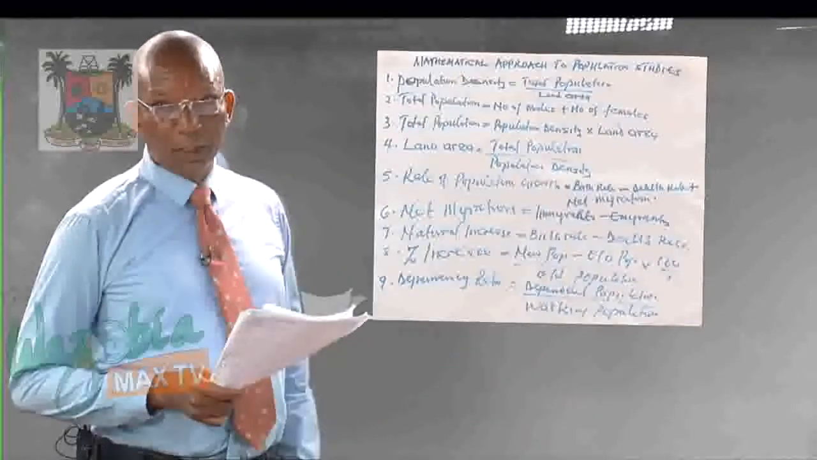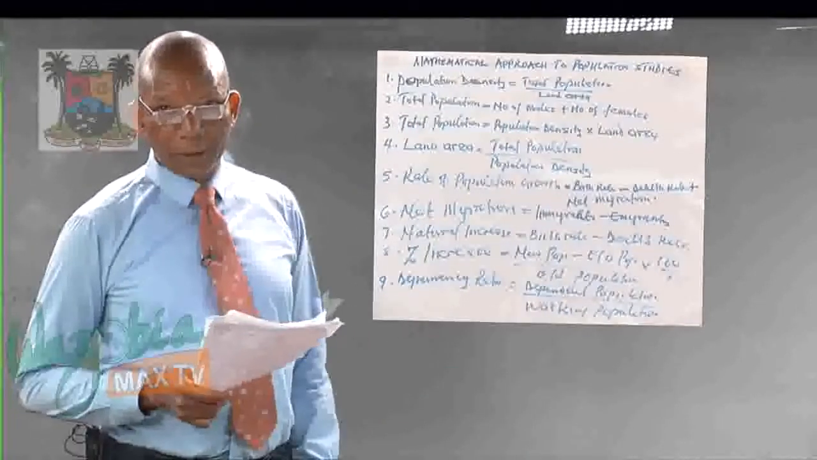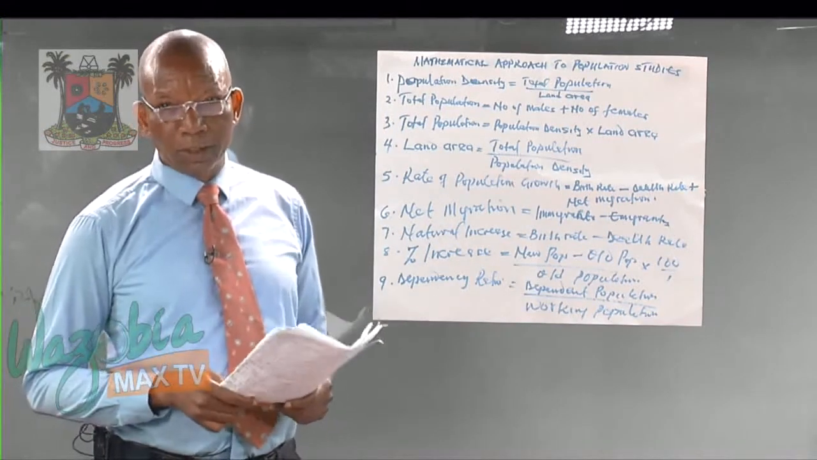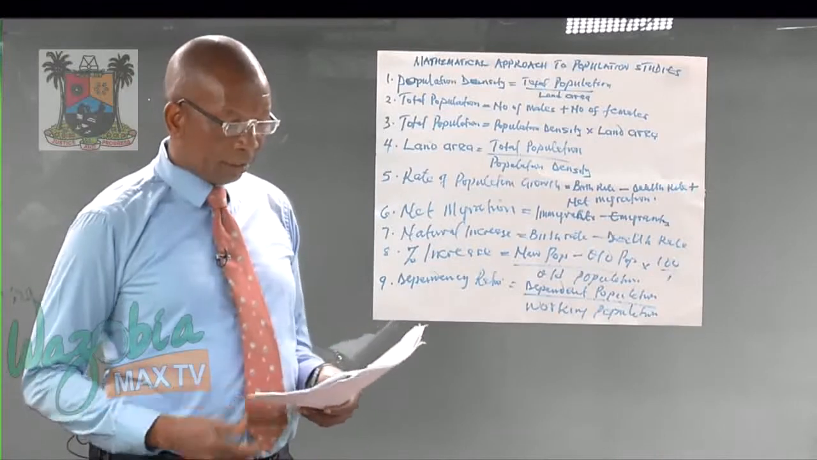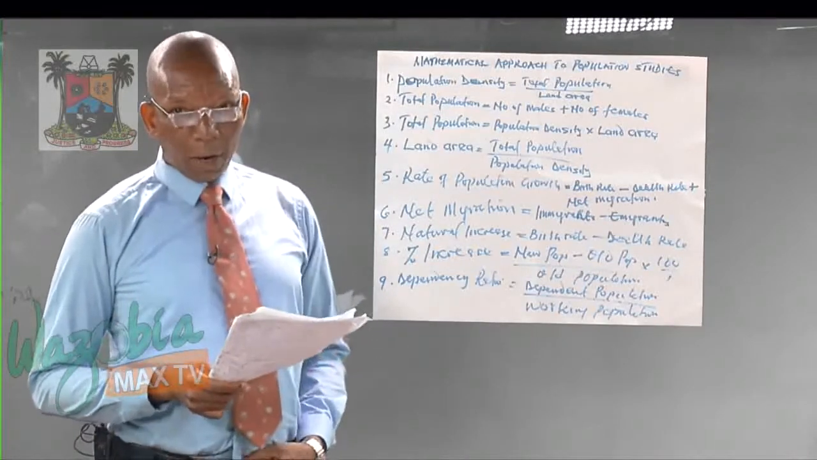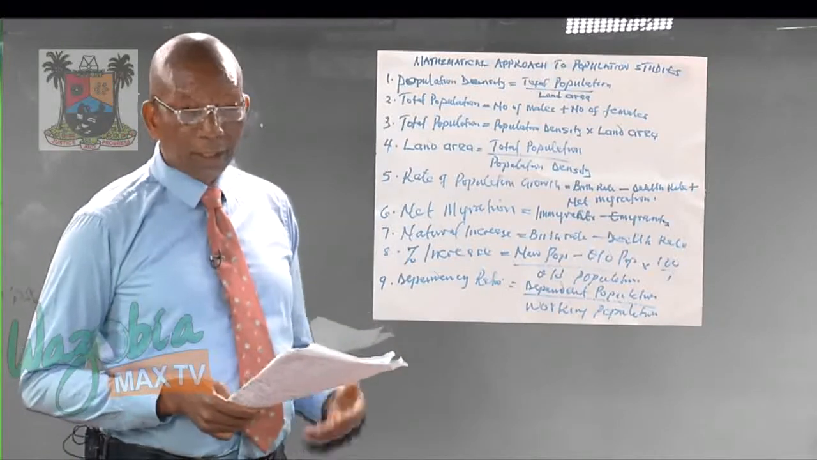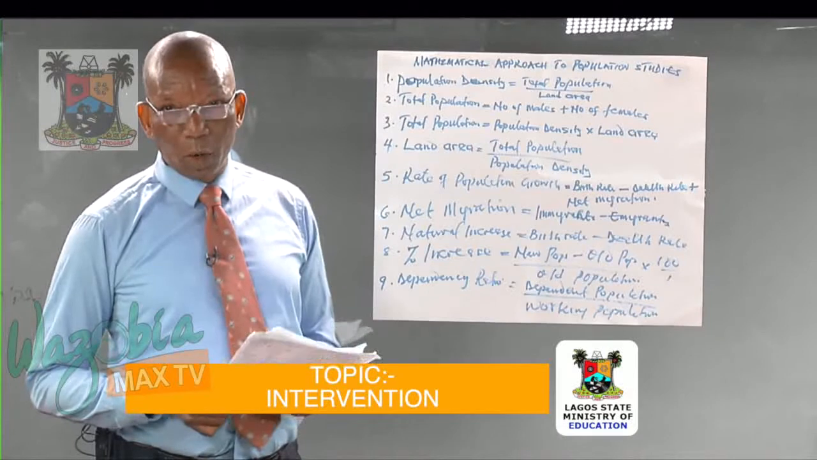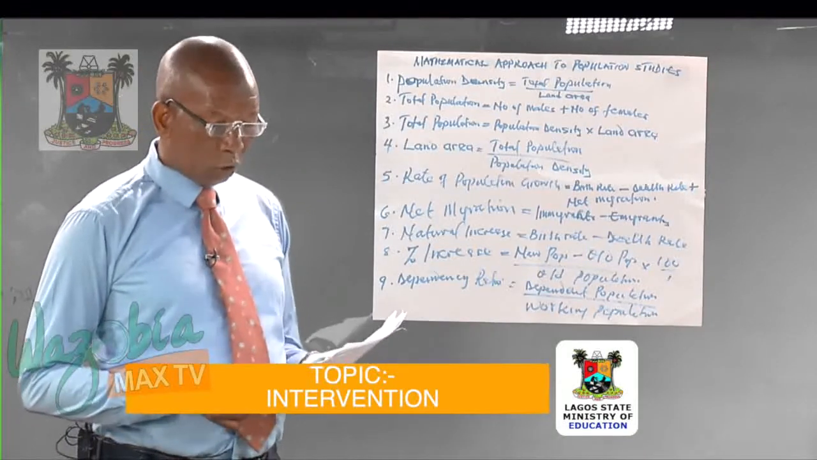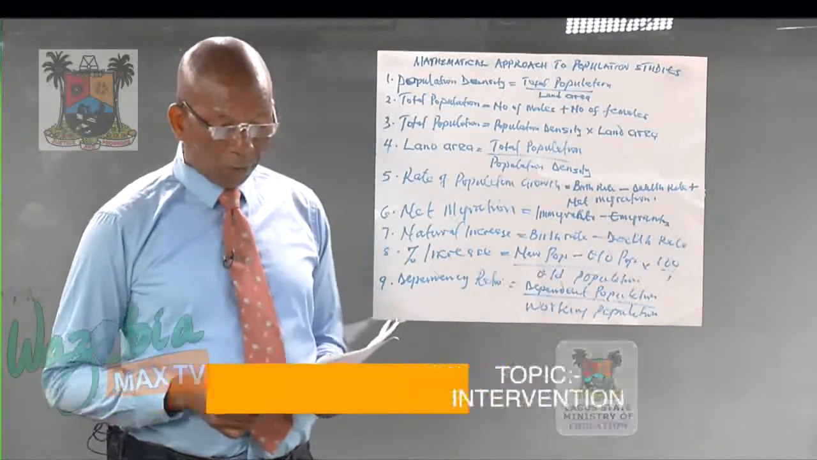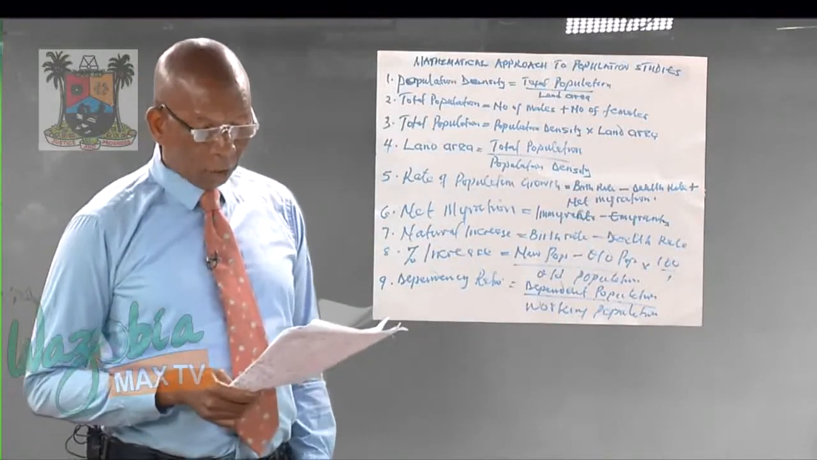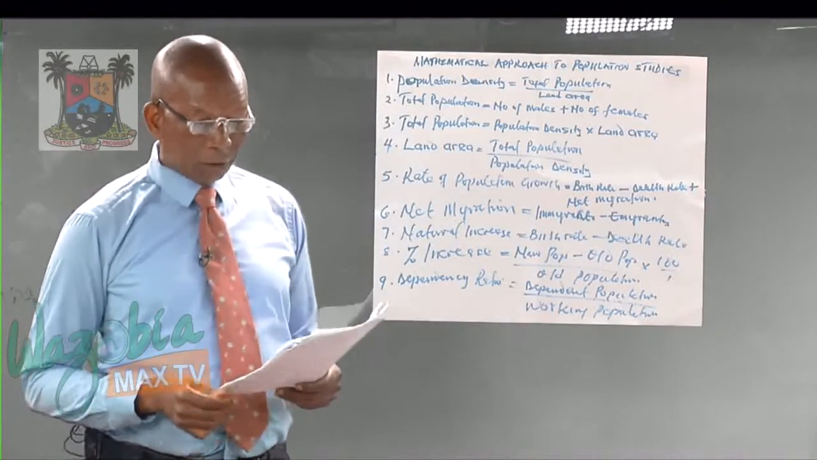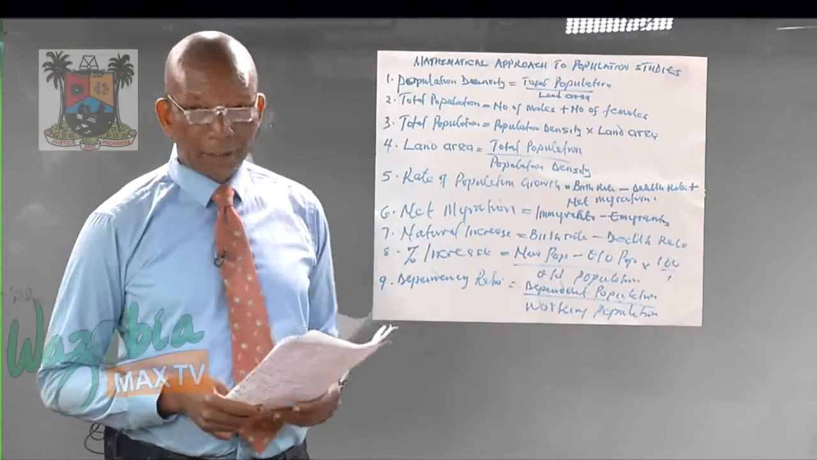Our class in economics is just an intervention class. By now, you should have completed all the aspects of your syllabus. As the lesson progresses, we are going to cover the following aspects: definition of population. You should be able to state the meaning of population census, mention the importance of population census, highlight the problems of population census, and the determinants of population size.